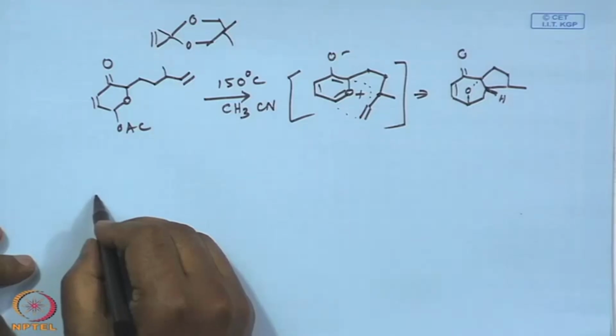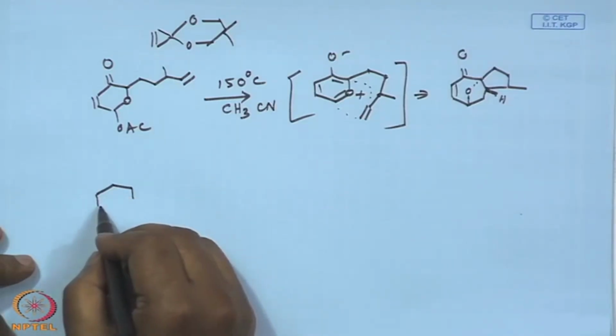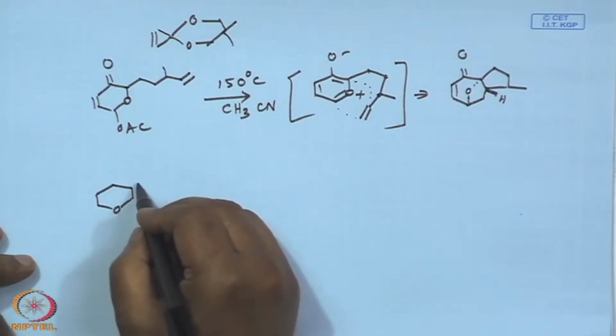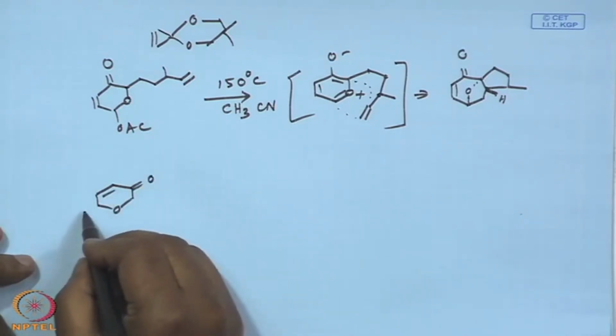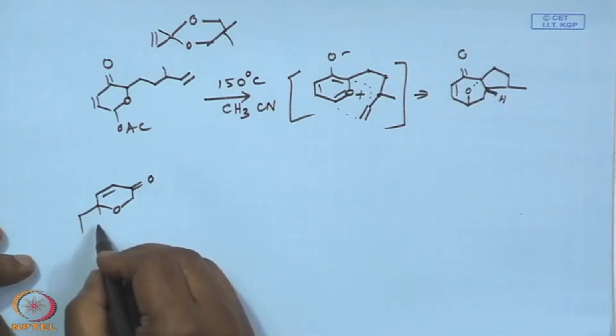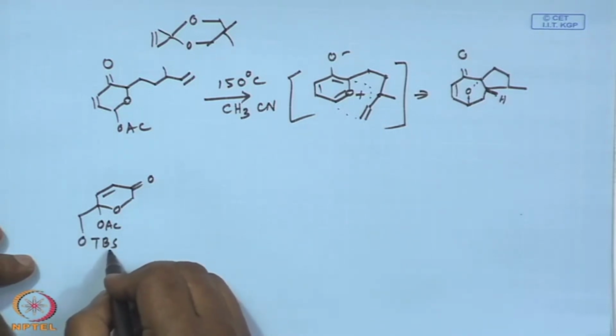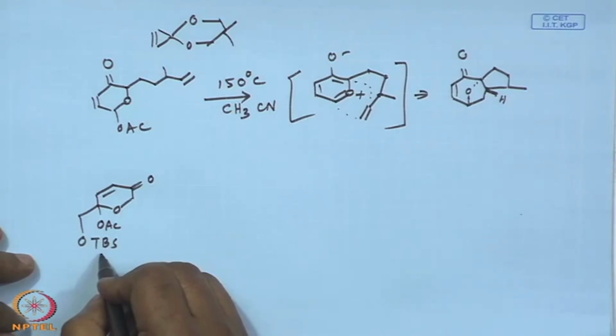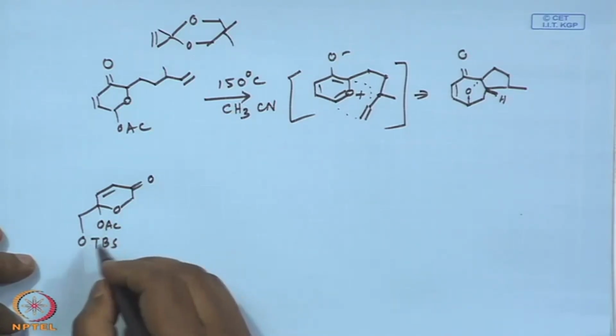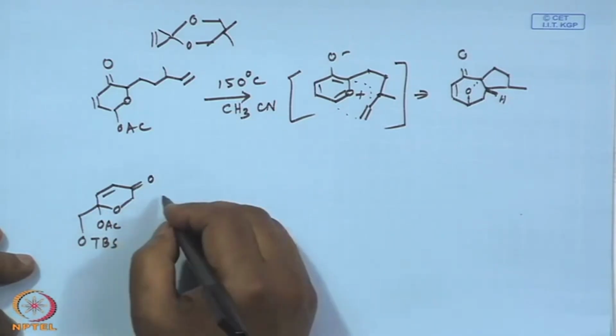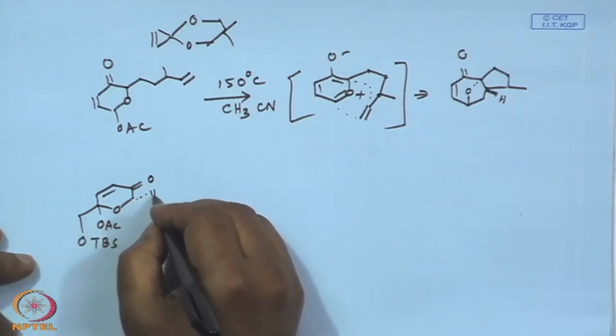Now, this reaction is so useful, I will give you a better example where it can be extended to the synthesis of a natural product. The next substrate is a little more complex. Once again it is a pyrone system. The substituents are a little different: this is O acetate here and this is TBS, the tertiary butyl dimethyl silyl group, all of us know.